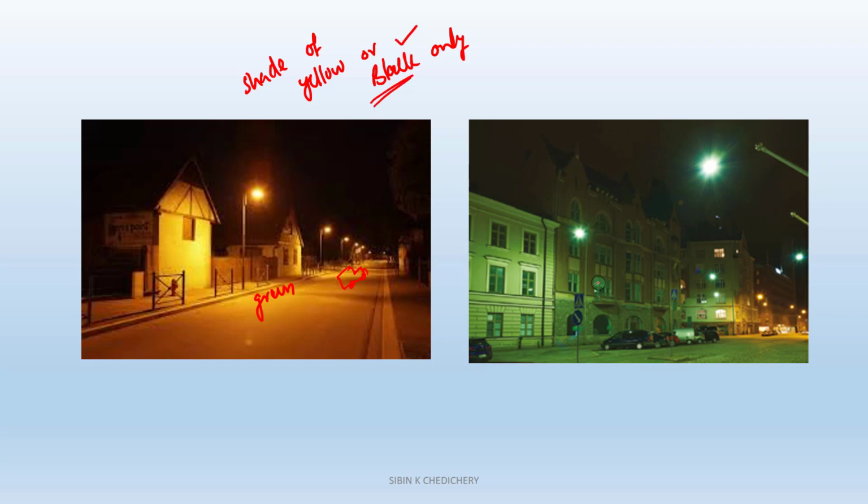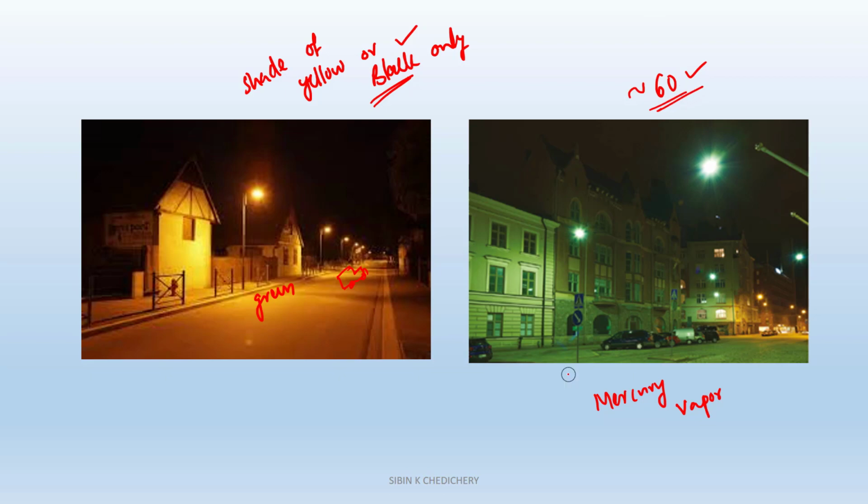Then this is an example of a mercury vapor lamp. In foreign countries, they use mercury vapor lamps in street lighting. Remember, the CRI value of a mercury lamp is also low. It is nearly 60. So we cannot identify the real color efficiently, but somehow we can identify. The CRI value is nearly 60. Please note that.